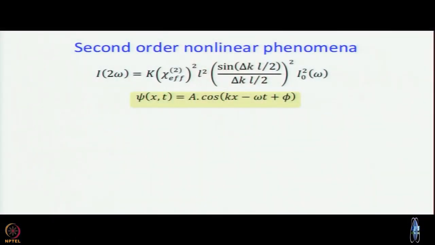Without it, we will not derive this. If you are interested, there are plenty of resources available. Two things, since this is for the sake of completeness: the psi, which is a function of x and t, equal to a cos(kx - omega t + phi), is just a little more elaborate way of writing the expression we have written already.